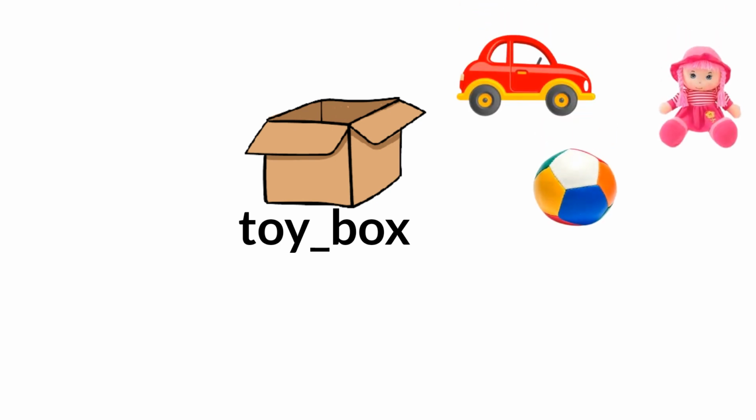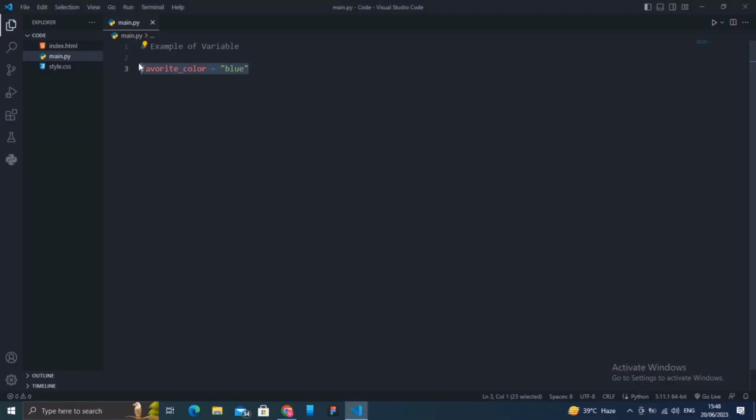So here in Python, a variable is like a box where you can store different types of information. We give the variable a name just like our toy box. For example, we can create a variable called favorite color to store our favorite color. So let me show you with the help of an example. Here is an example in Python. In this example, we created a variable called favorite color and assigned the value blue to it. The value blue represents our favorite color.